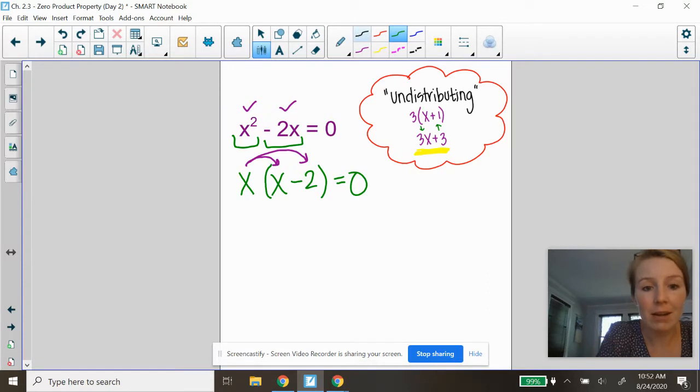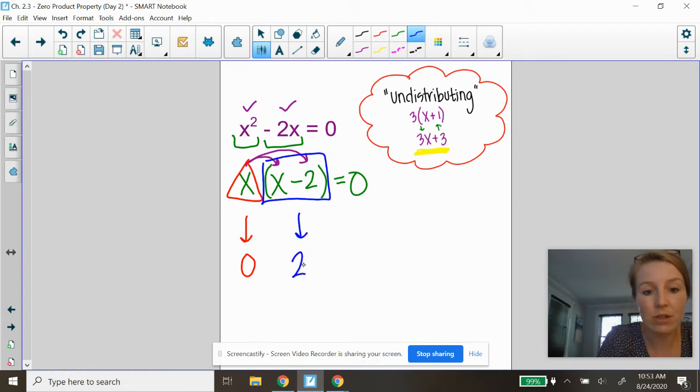Now here, in my green, I'm back to what you had in the first video of your a times b equals 0. In other words, I can think about my red triangle and my blue box. And now I can solve, right? We know that this is going to get us a solution of 0, and we know that this is going to get us a solution of 2. So again, x squared, x, and nothing else, we need to undistribute in order to be able to use ZPP.